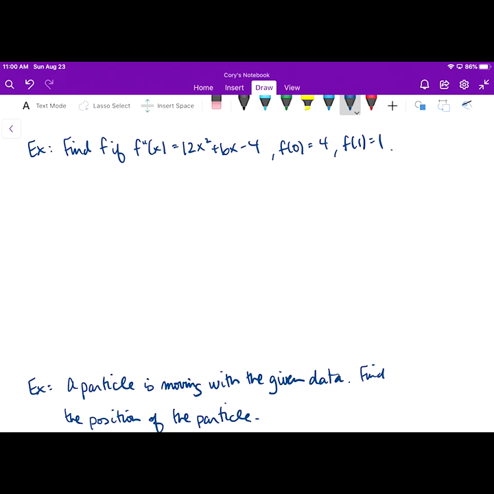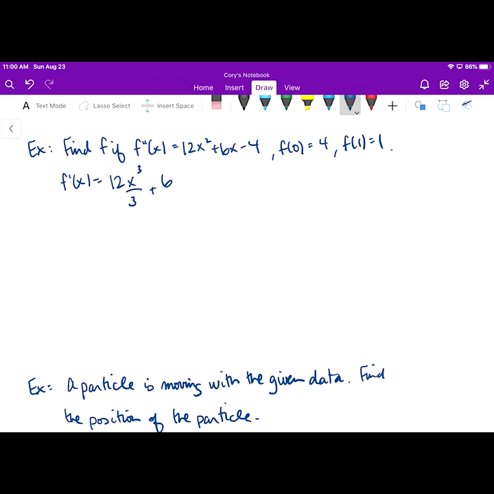Okay, so f double prime is written in a form where I can take the antiderivative term by term here. So let's go ahead and do that. I can pull 12 out front. The antiderivative of x squared is x cubed over 3.